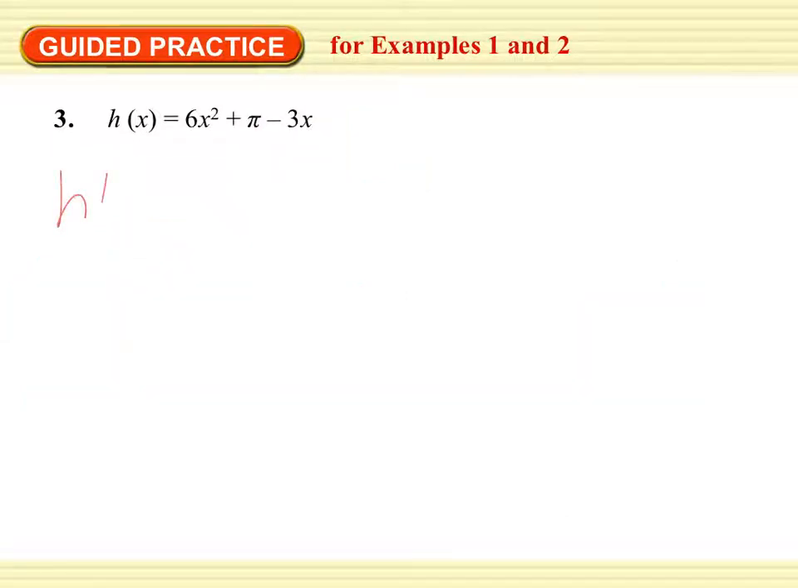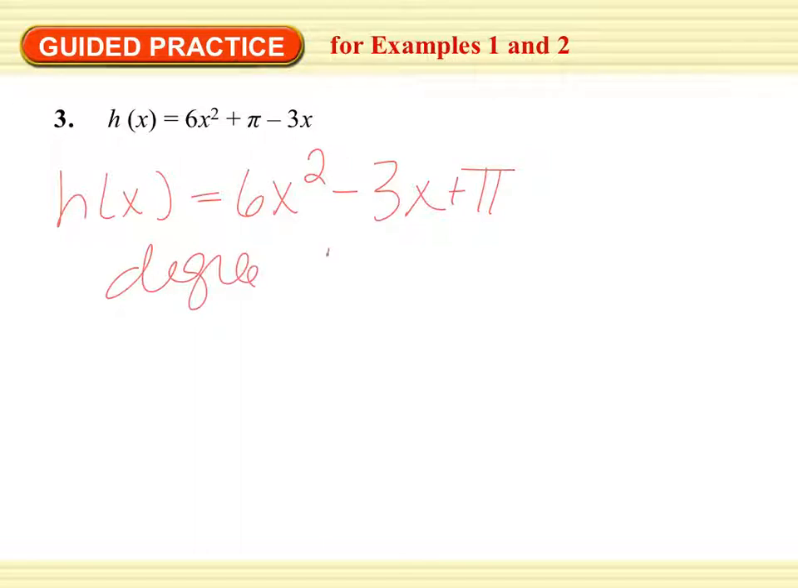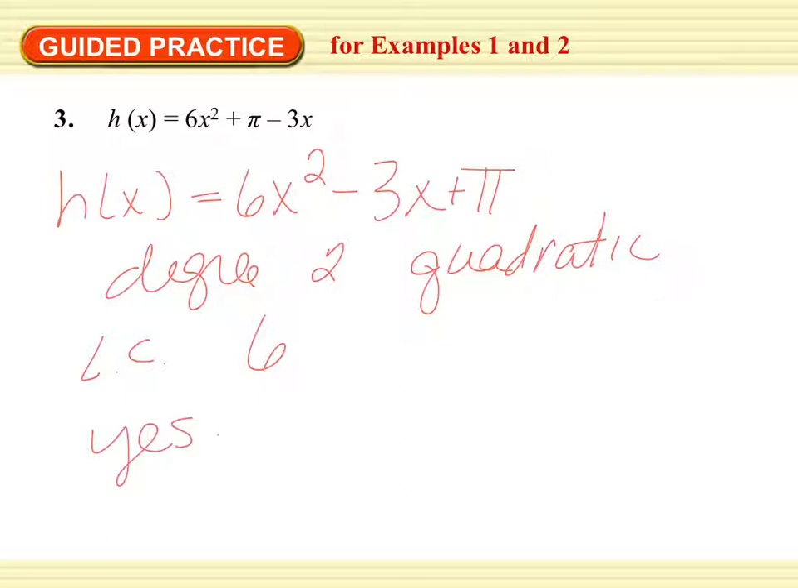Here, yep, we do have a polynomial. Let's put it in order though. Minus 3x plus pi. Our degree is 2, so it's quadratic. Our leading coefficient is 6, and yes, it's a polynomial.